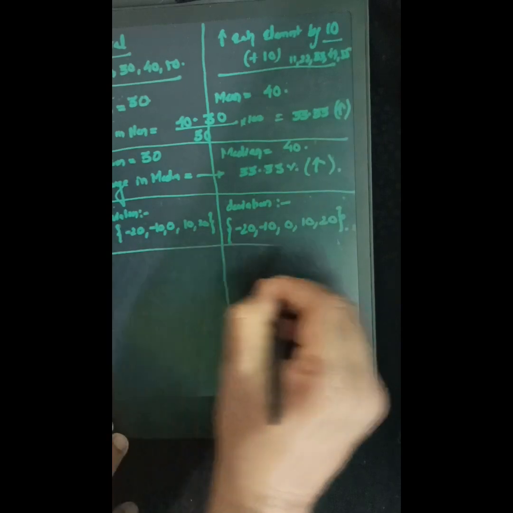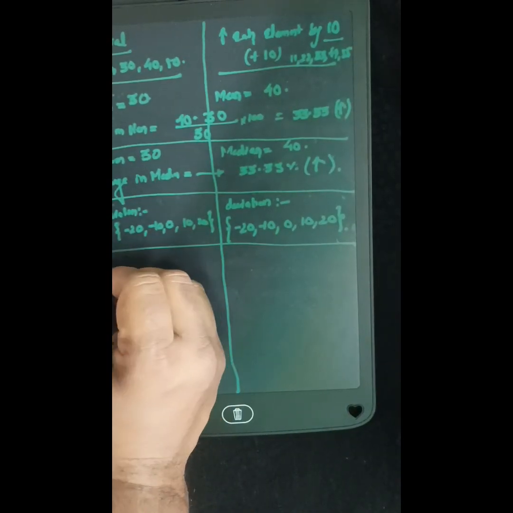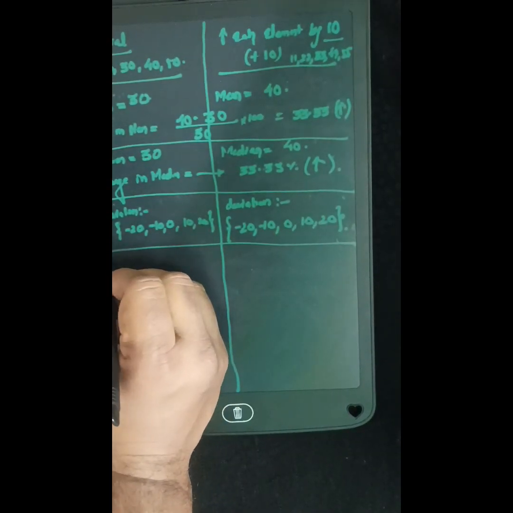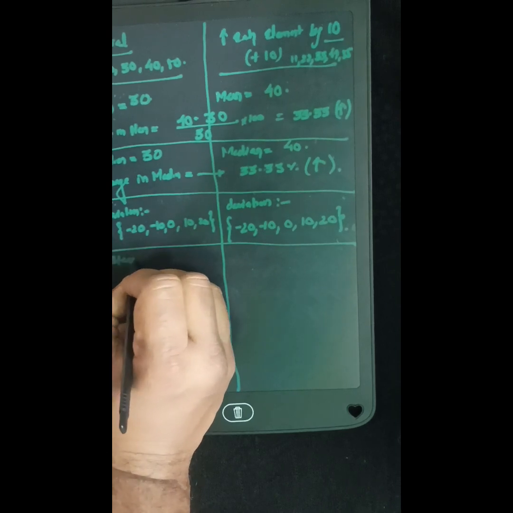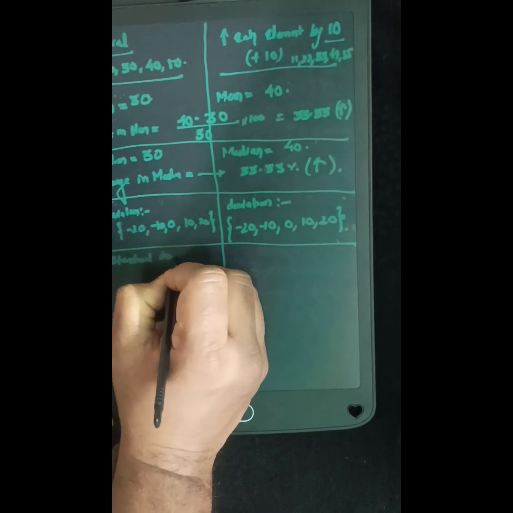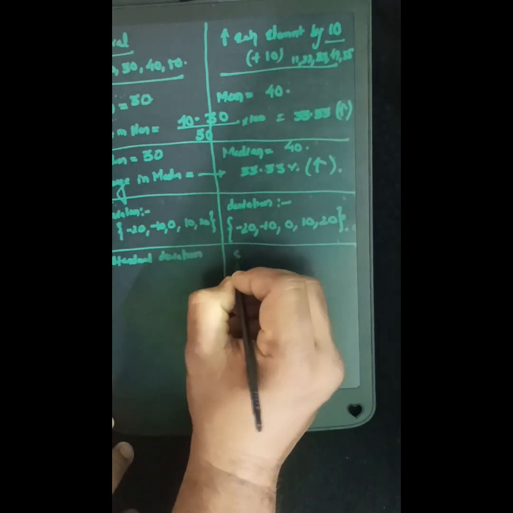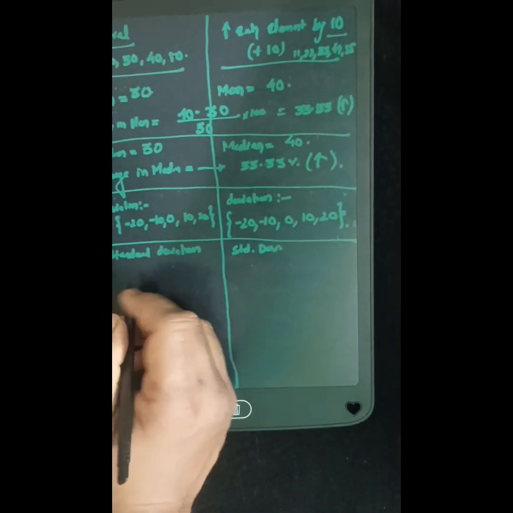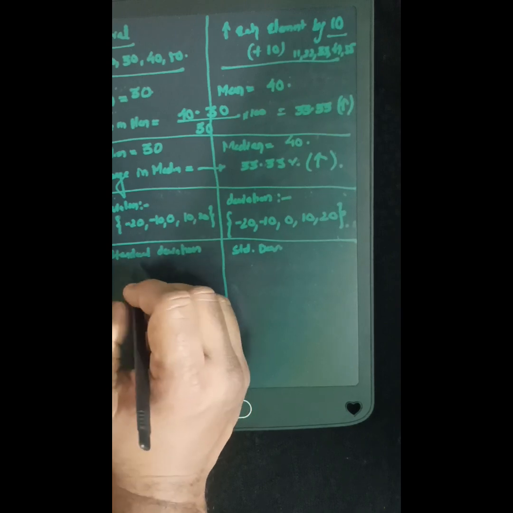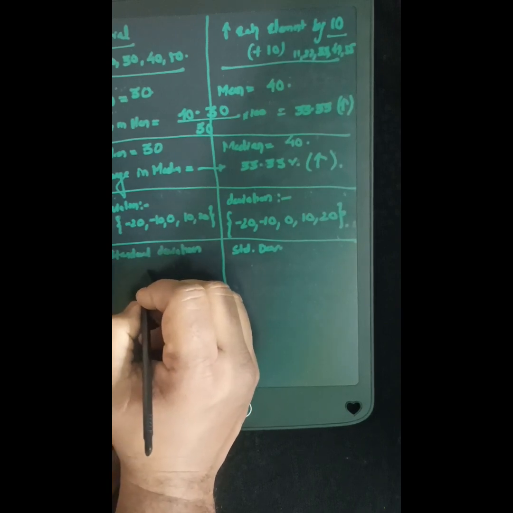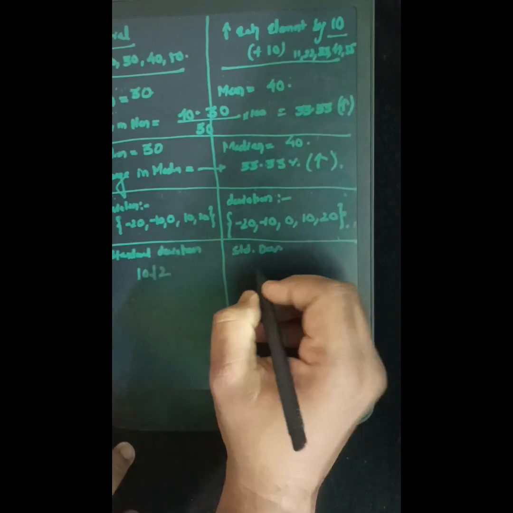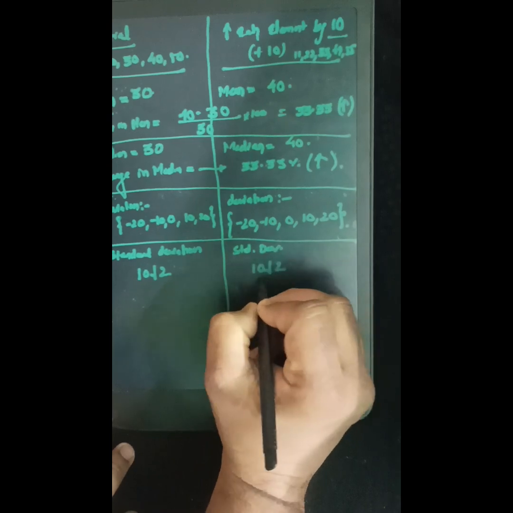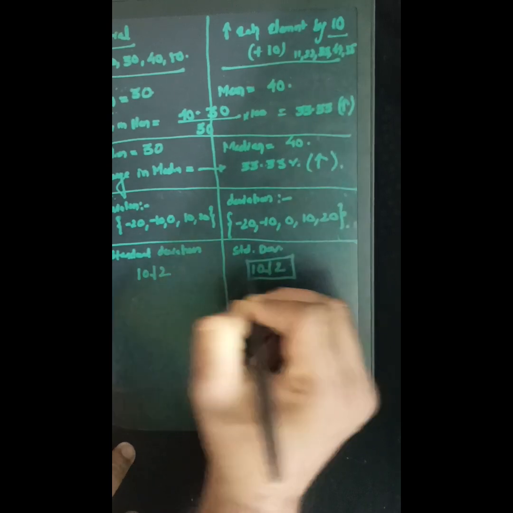Next up we have what? Standard deviation. So standard deviation, so STD, standard deviation would be how much? Standard deviation is basically, here it was how much? In this case it was 10 root 2 and in this case also it comes out to be 10 root 2. So are you getting why I am writing?